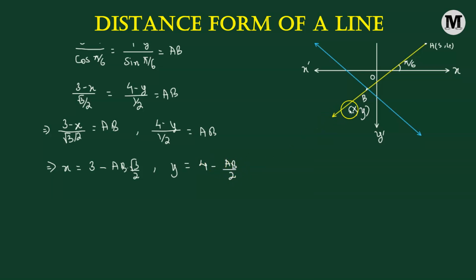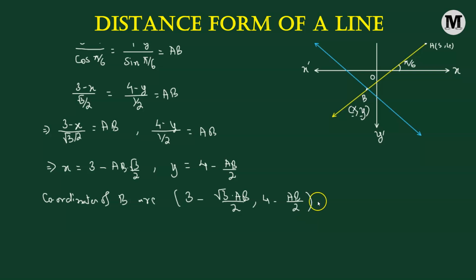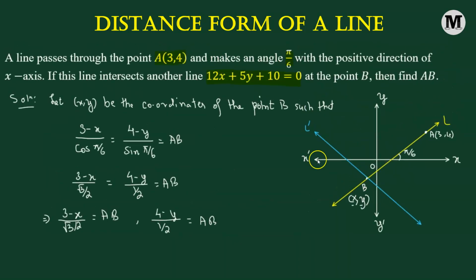So here what we have done, we have considered the point B, and we have successfully expressed x and y in terms of the parametric form. So here AB is going to be the parameter. So we can say that the coordinates of B are 3 minus square root of 3 times AB over 2, and 4 minus AB over 2. Fine. Okay, now that we have the coordinates of point B, we can make use of the fact that point B lies on the line L prime, which has the equation 12x plus 5y plus 10 equals 0. So we can replace x and y with the x and the y coordinate of point B, and that is going to help us determine the value of AB.